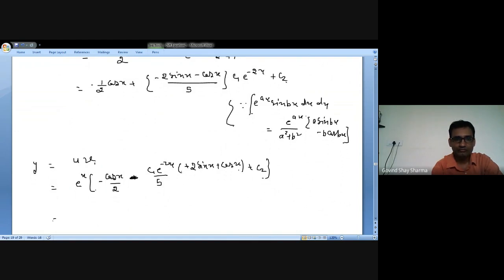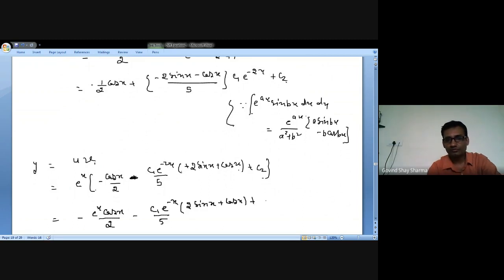Or sometimes we can write it inside the multiplication: e to the power x cos x by 2 minus c1 e to the power minus x by 5 (2 sin x plus cos x) plus c2. This is our solution. Okay, we multiply e to the power x inside the bracket. So this is our solution.